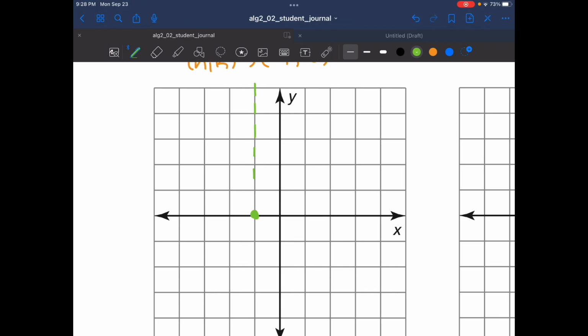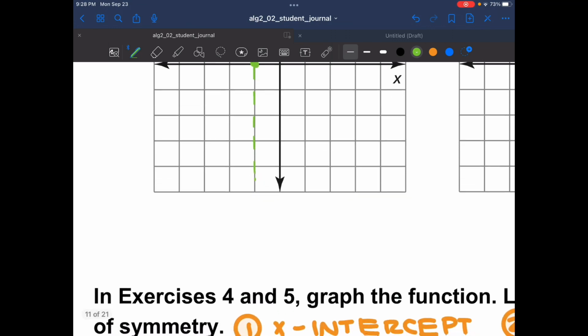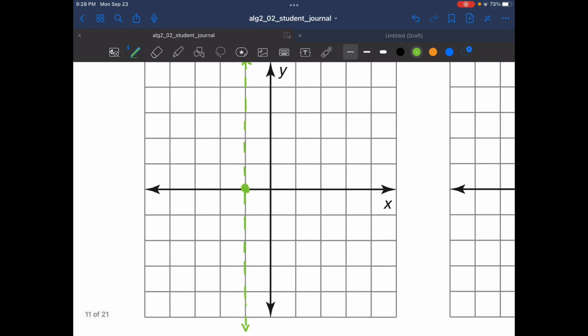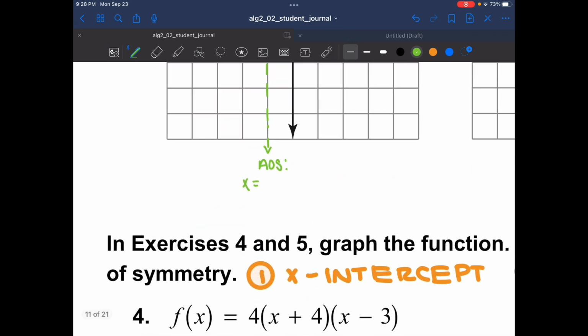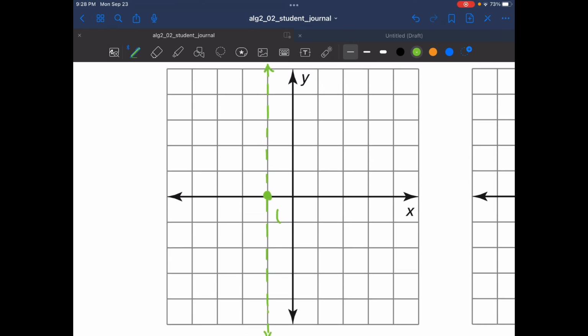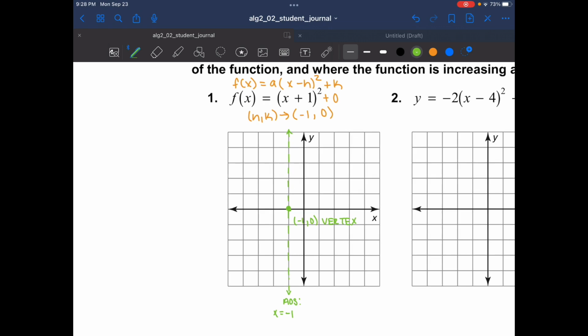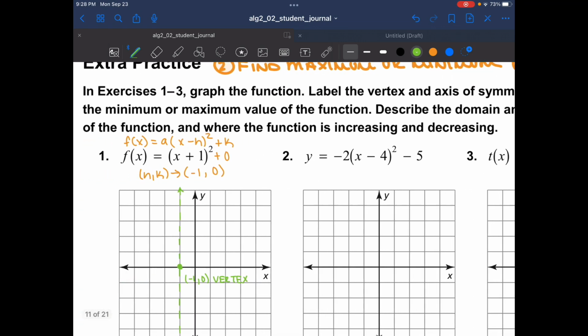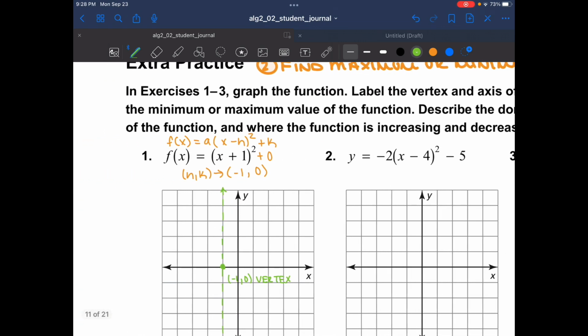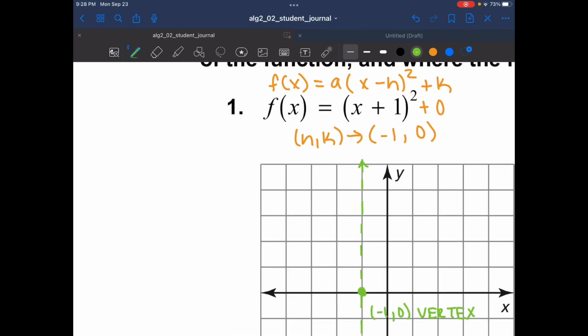So I know that I'm going to have a dashed line right here for my AOS, which is x equals my h, which is negative 1. So we have negative 1 comma 0 as the vertex. Then we're going to find the minimum or the maximum value of the function. So because a is greater than 1, we have a minimum.